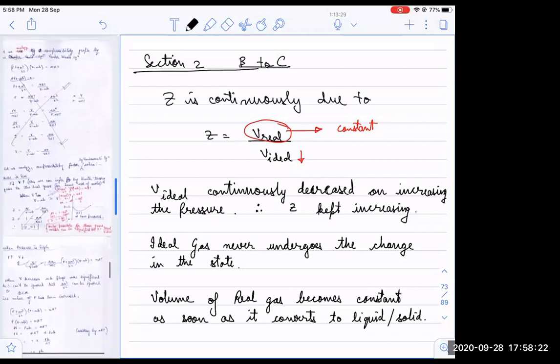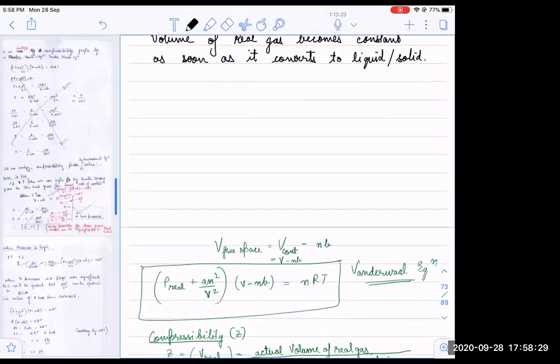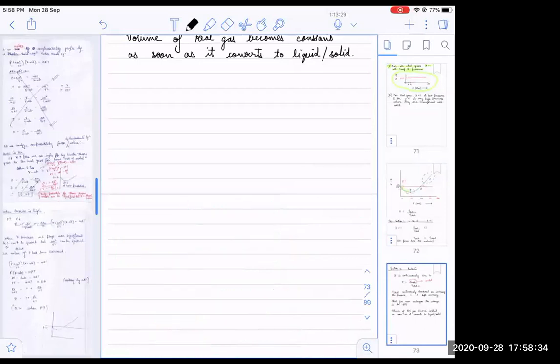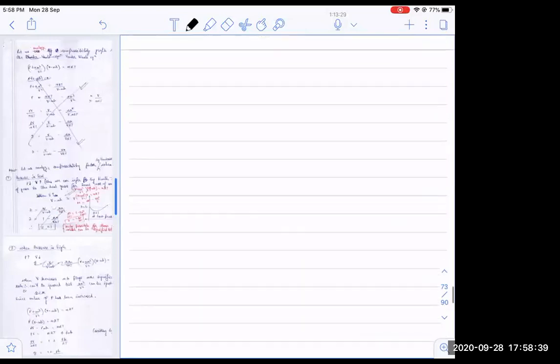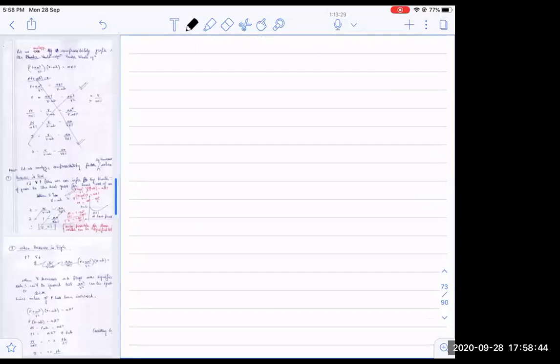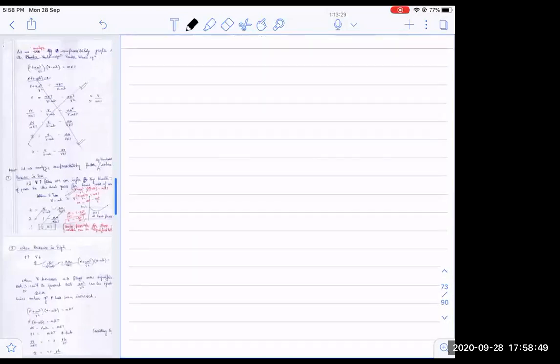Now we can do one more thing. I'll give you the proof of the value of Z numerically as well. The proof which I just gave you was a qualitative proof. I explained the reasons, but I didn't explain numerically or by deriving something. Let me derive it for you now. The derivation will be done by using the Van der Waal equation.